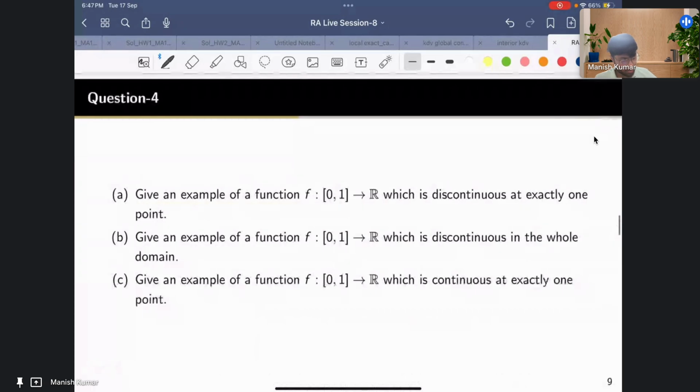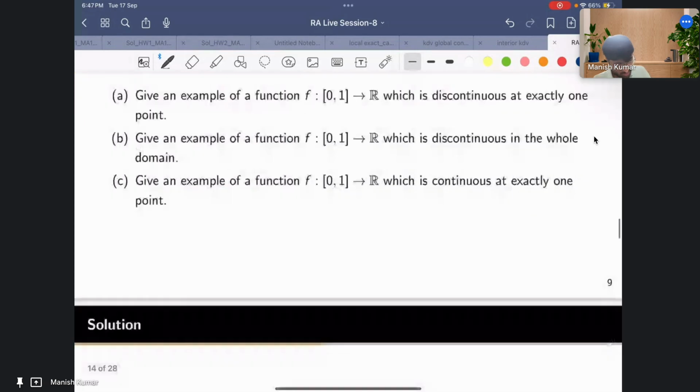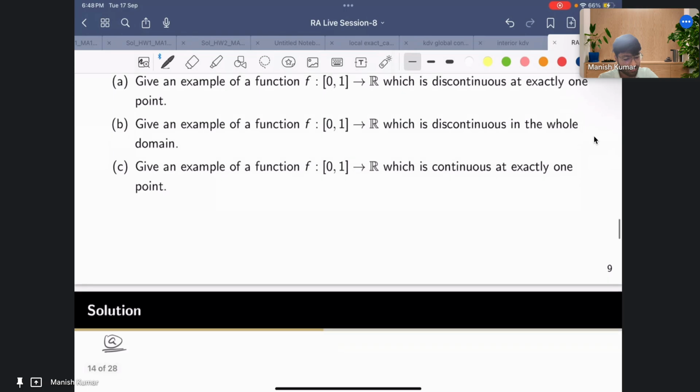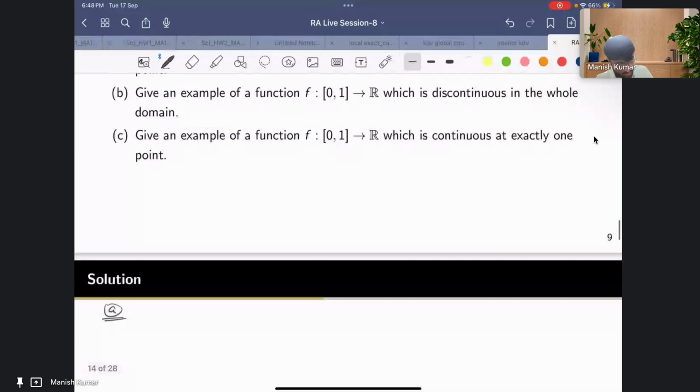Now let's come to this problem. Over here you have to give an example of a function which is discontinuous at exactly one point. You have already seen many examples, hopefully. Can you give me some example which is continuous everywhere but discontinuous at one point? It is very easy, right? In the previous example, you had taken 0 to 2 instead of 0 to 1. Correct. If I just restrict to 0 to 1, then we are done. There will be one breakpoint, 1.